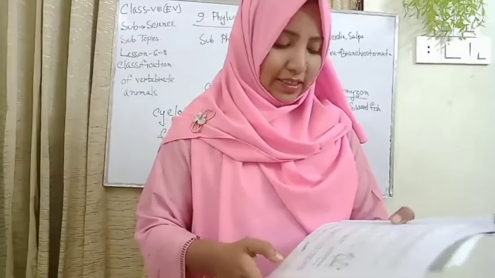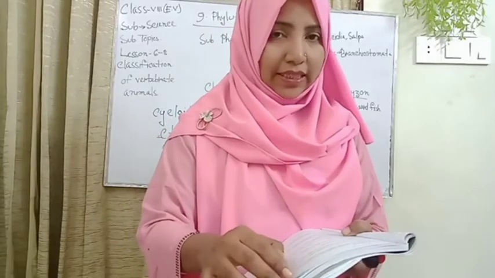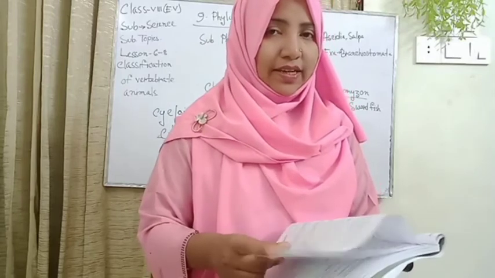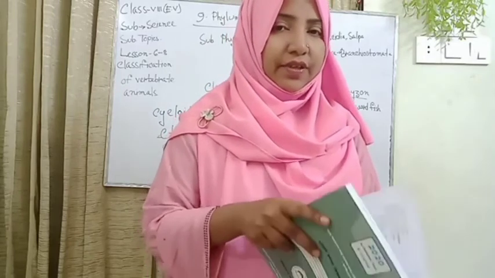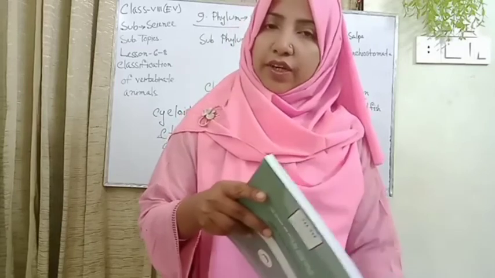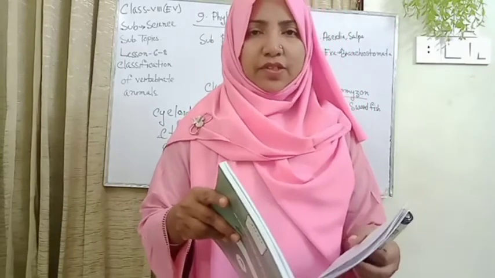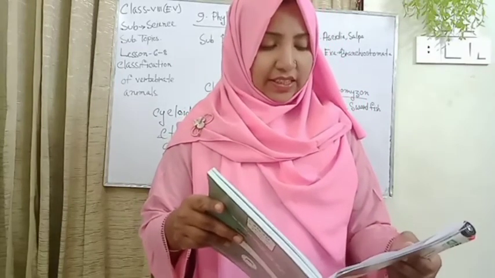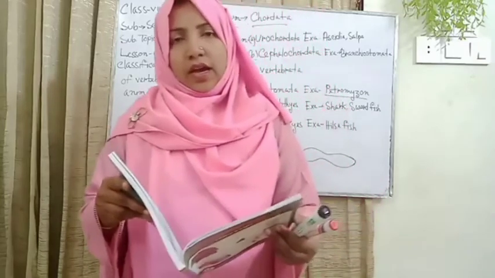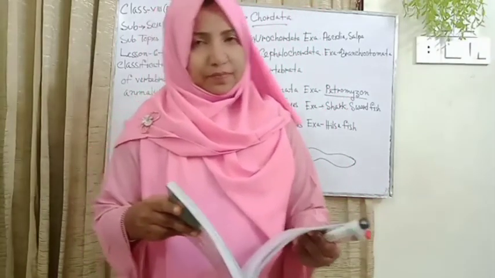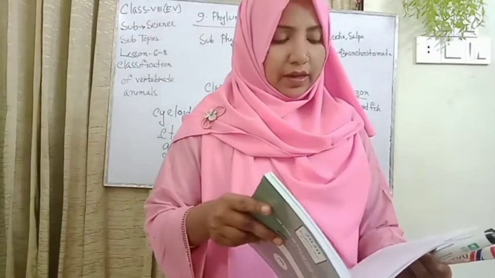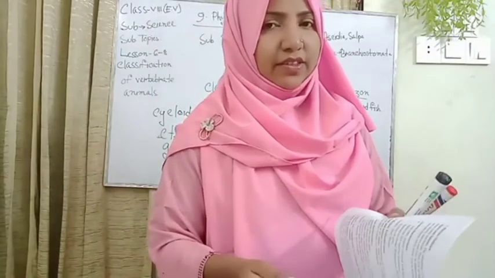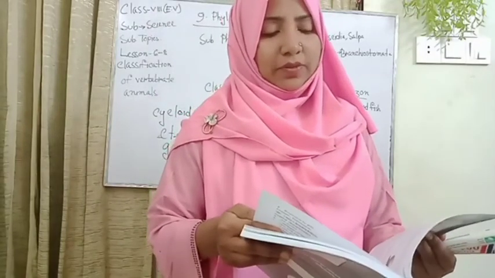The first class is the Cyclostomata; I explained their structure. The second is the Chondrichthyes, which are fish-type structures, and the third is the Osteichthyes. I hope this class was a good class, and I hope everyone understood it. Today I explained this topic.